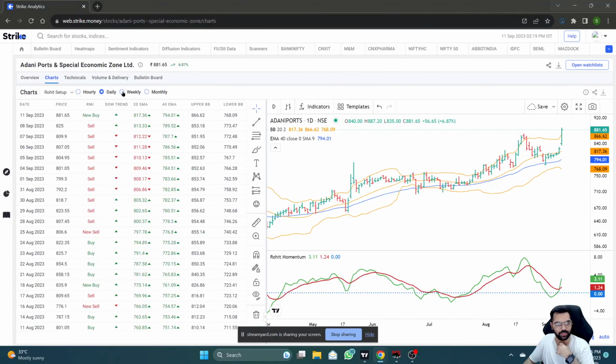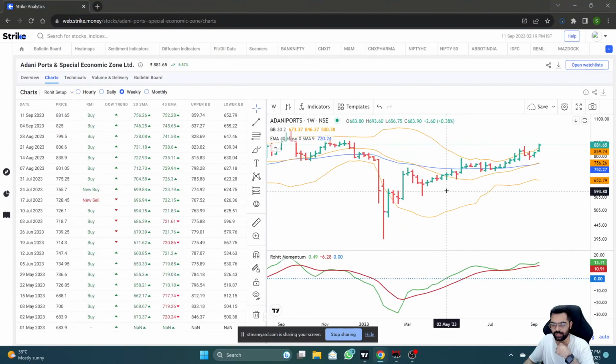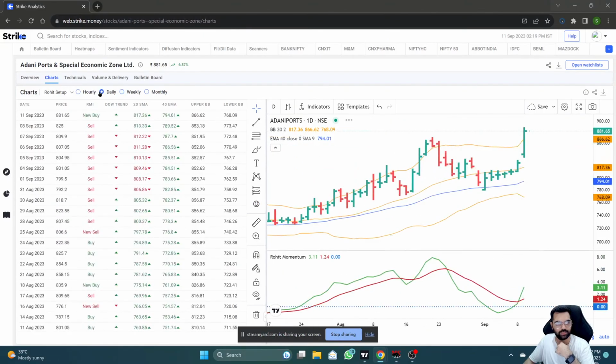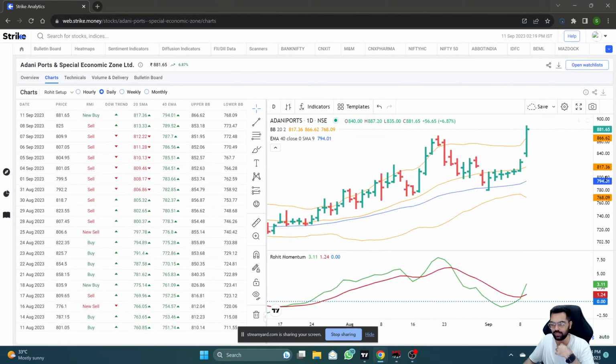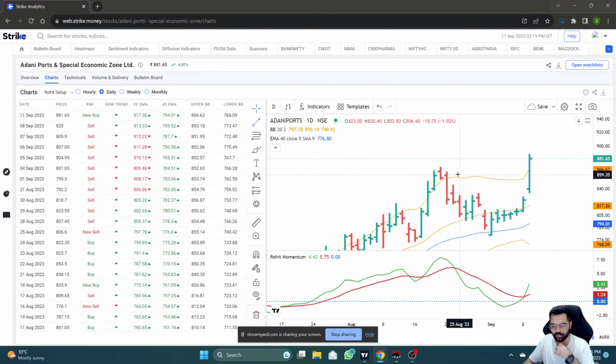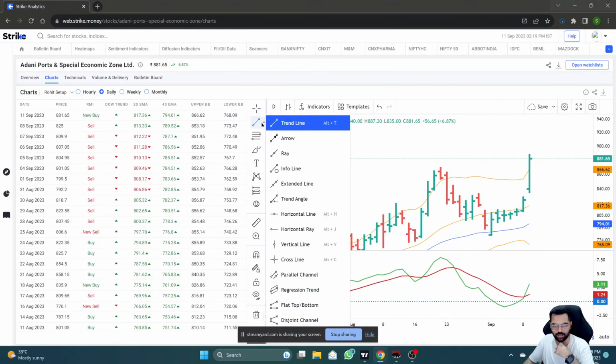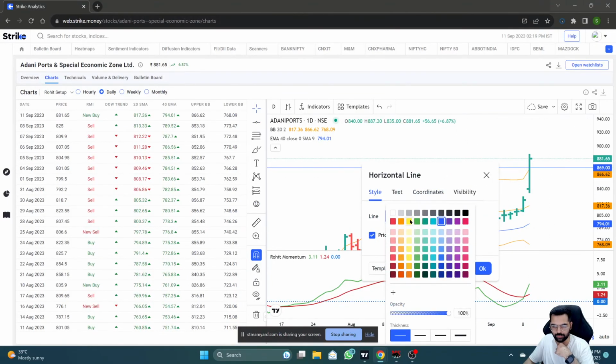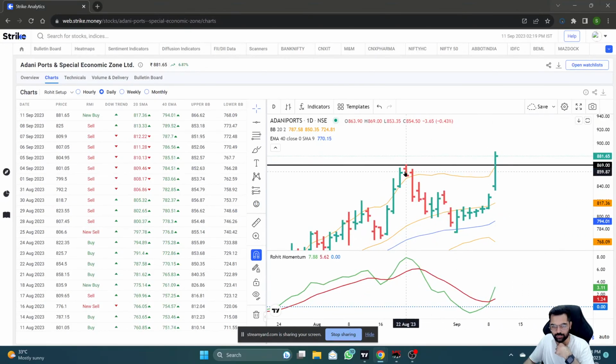Let's try to look at a bigger time frame, that is weekly. Here also all the factors are bullish. It does look like a breakout happening here. Let us draw a horizontal line. Previous high here was 869, and right now it is trading above that decisively.